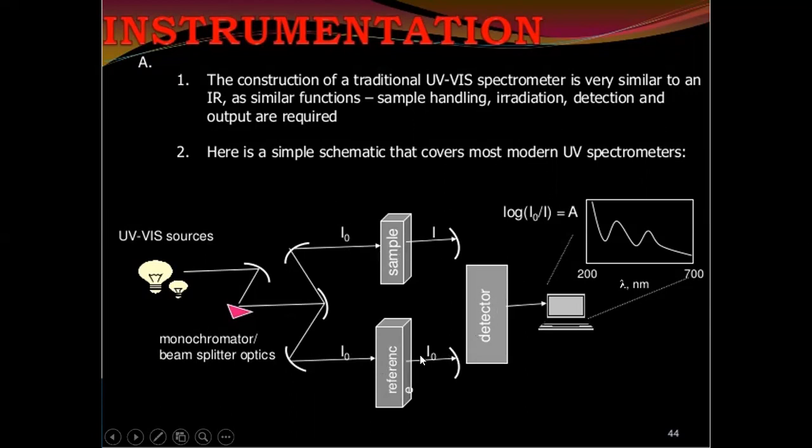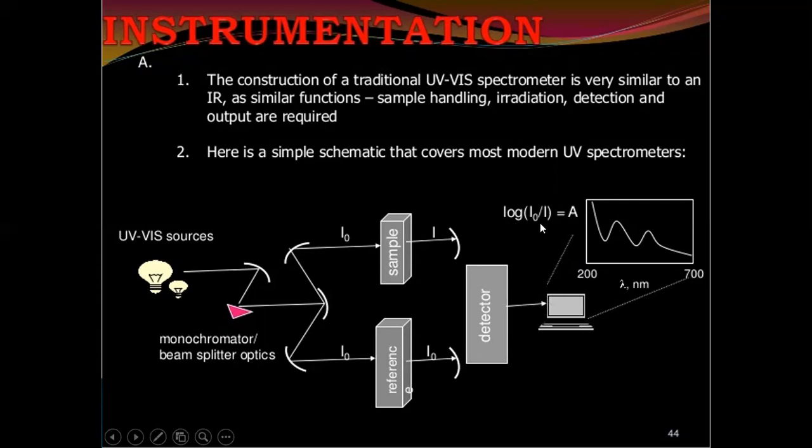And the detector detects both the sample and the reference beams. Whatever is detected, you get as the output, and this output is recorded as the spectrum. On the x coordinate you have the wavelength, and on the y coordinate you have log of I0 by I. I0 is with respect to the reference and I is with respect to the sample.